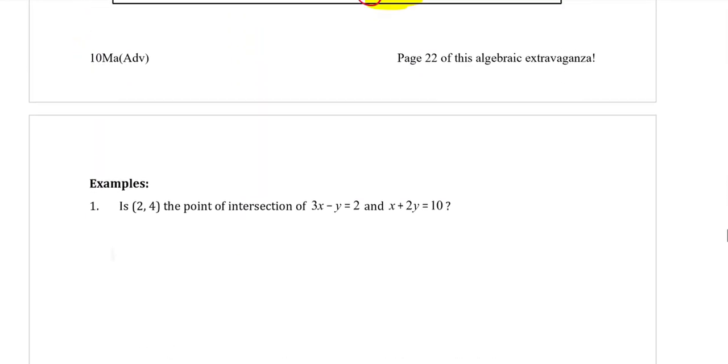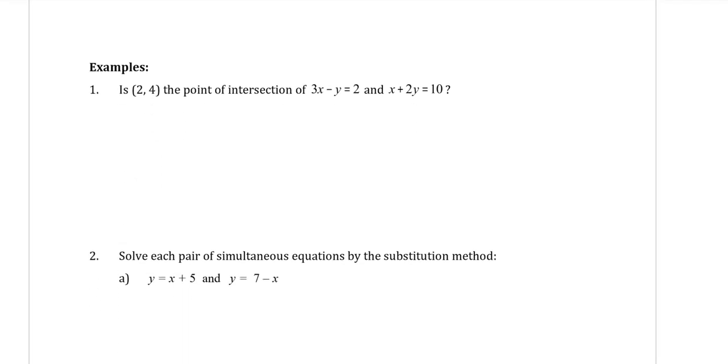So having a look at our examples, question 1, this is not a typical solve problem. This is a checking kind of question. Is (2, 4) the point of intersection of 3x minus y equals 2 and x plus 2y equals 10? Now you could just do the whole process and try and find the point of intersection and see if it did give you (2, 4) as the answer, or you can sub the point (2, 4) in and see if it actually works.